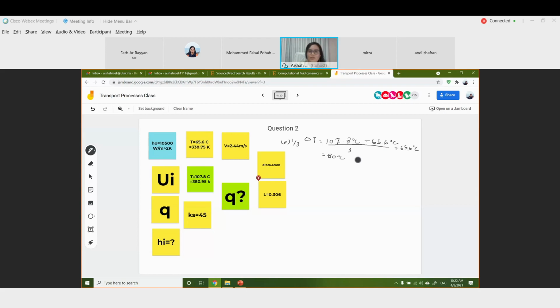Anyone have an idea what we need to calculate? If you can recall the first question, we usually need to know what type of flow this is. Is that enough of a hint? No one has any idea what you need to calculate first? Because if you don't know this, you would not know which formula to use.